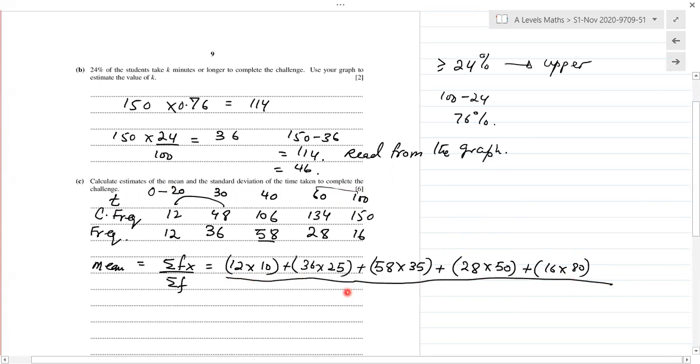This whole thing is divided by sigma f. That's the total frequency. That is 150. We add them up, divide this, and we get the answer as 38.2. That's the mean.